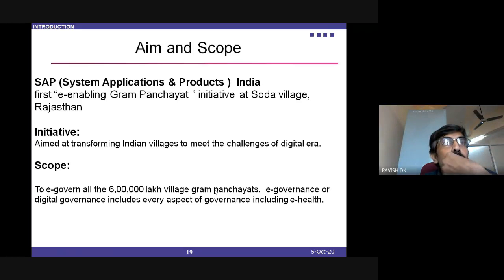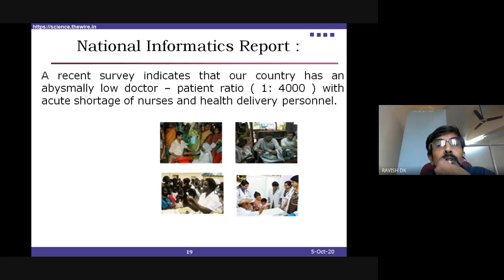For taking an ECG, there is no need to go to the metro cities or any of the cities. From the village itself, we can do that. So that is important. This is the National Informatics Report. Right now, there is one doctor to 4,000 patients.